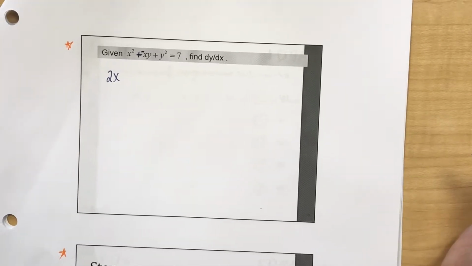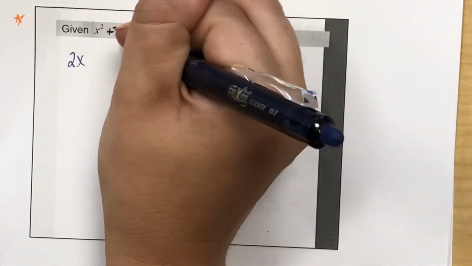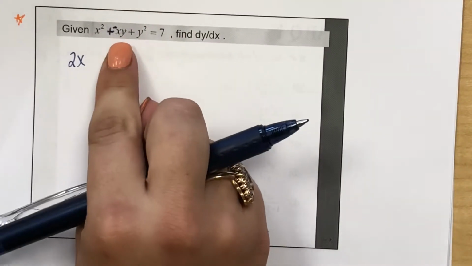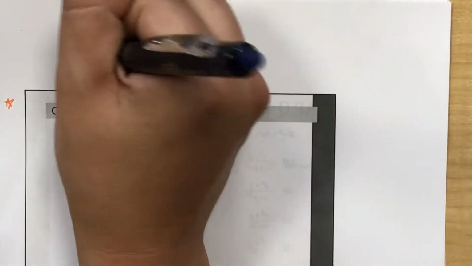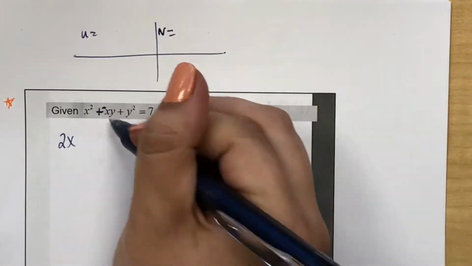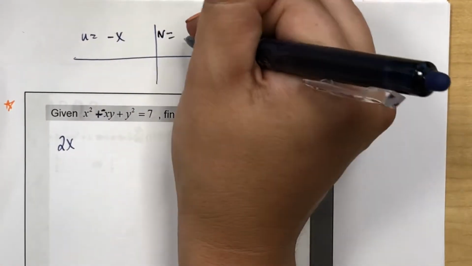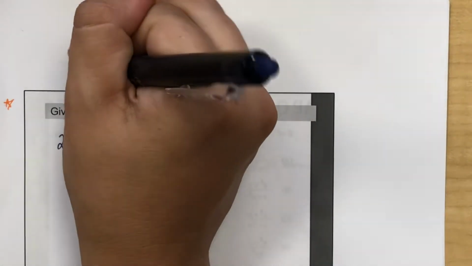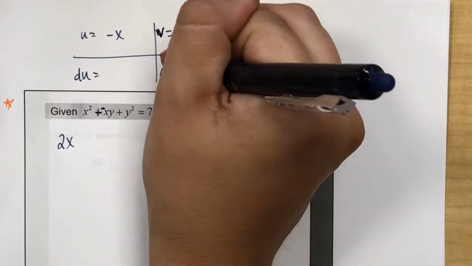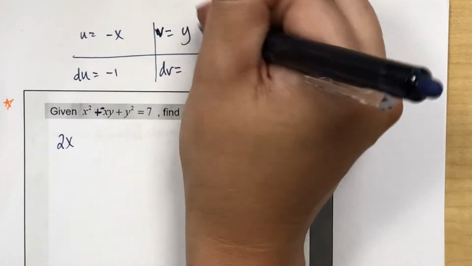So let me see if I can zoom in a little bit. Yeah. Okay, so I'm going to do some scratch work on this side. This necessitates the product rule. Okay, so my u is negative x. My v is y. My du is negative 1. What's the derivative of y?